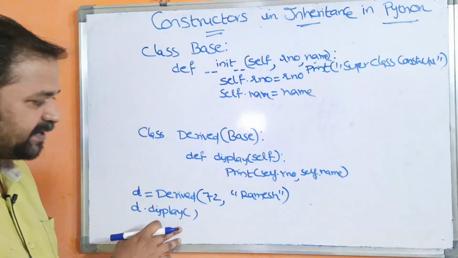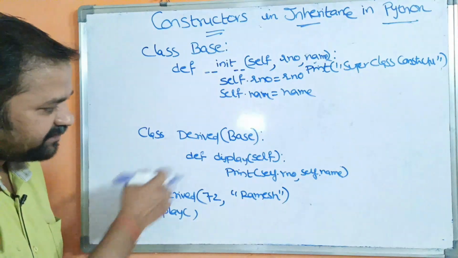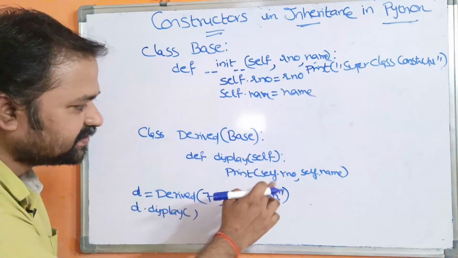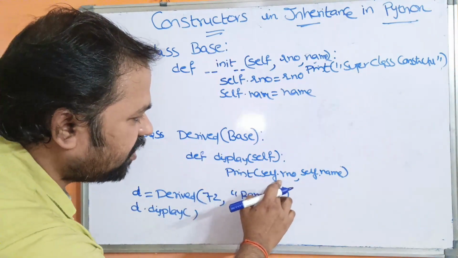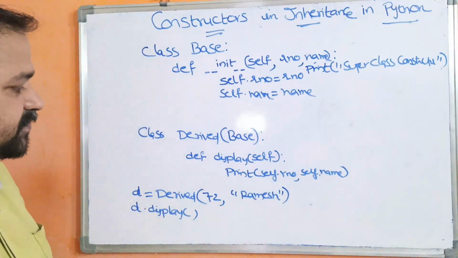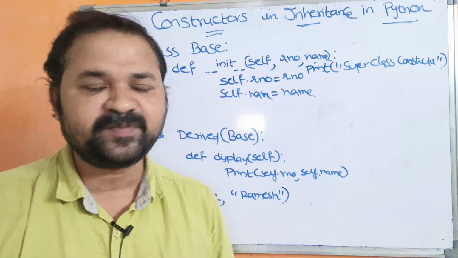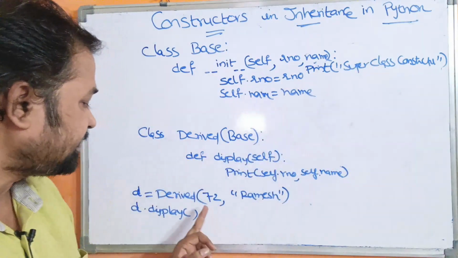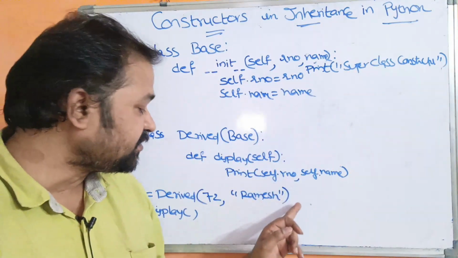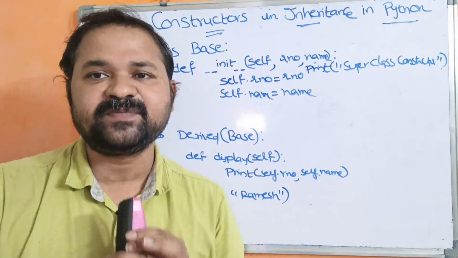Next is D dot display. So the derived class display method will get invoked: print of self dot roll number comma self dot name. What is roll number? 72. What is name? Ramesh. So that will be printed: superclass constructor and then 72 space Ramesh.